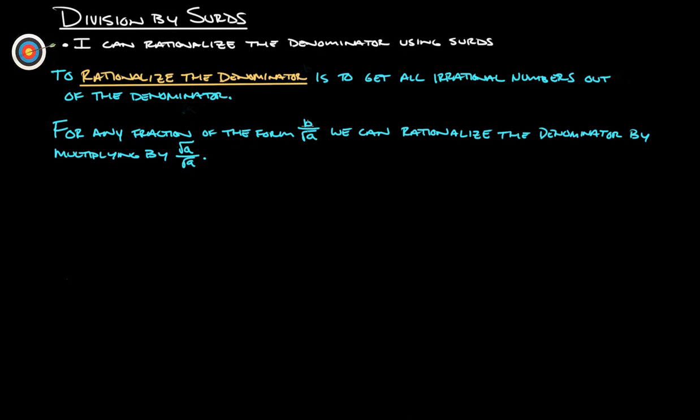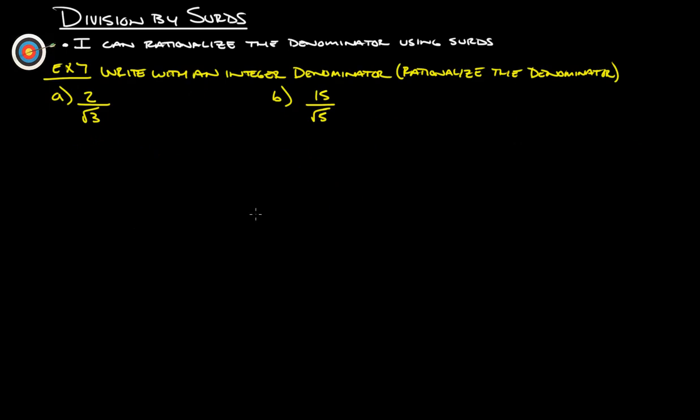For any fraction of the form b over the square root of a, we can rationalize the denominator by multiplying by root a over root a. So what do we have to multiply the denominator by so that it doesn't have a root anymore? Since this is a square root, root a times root a gives us the square root of a squared, and the square and the root turn this into a, so we no longer have a root in the denominator.